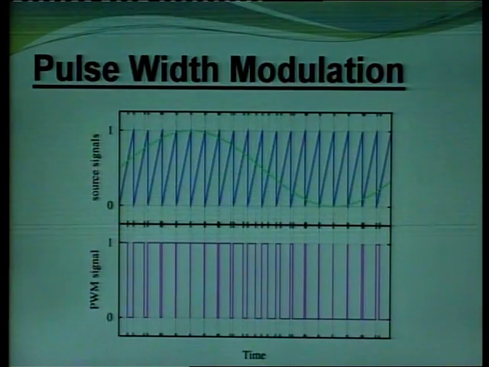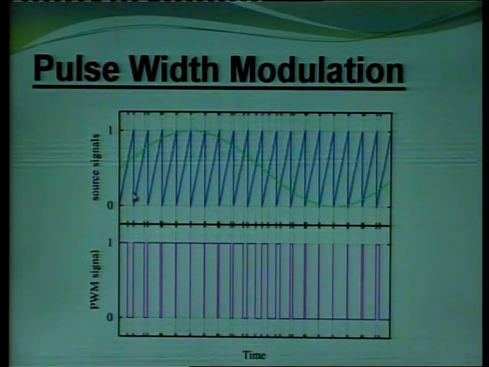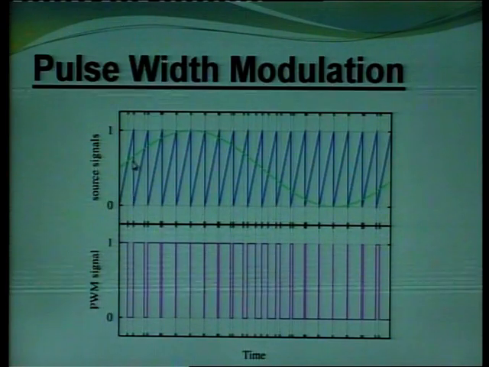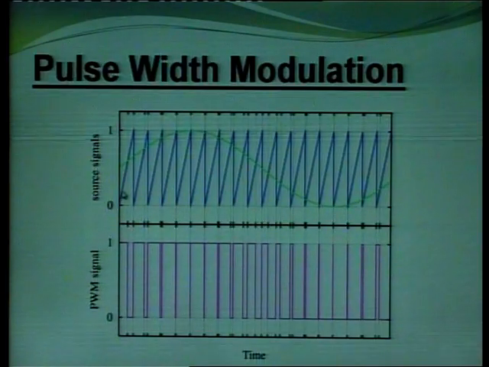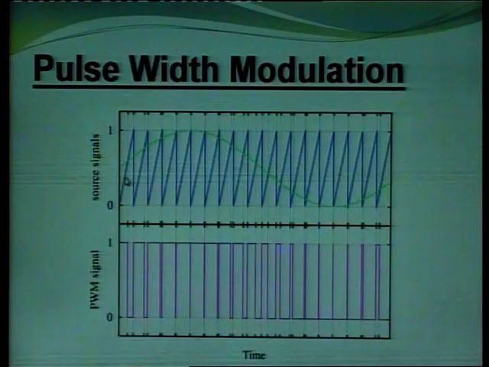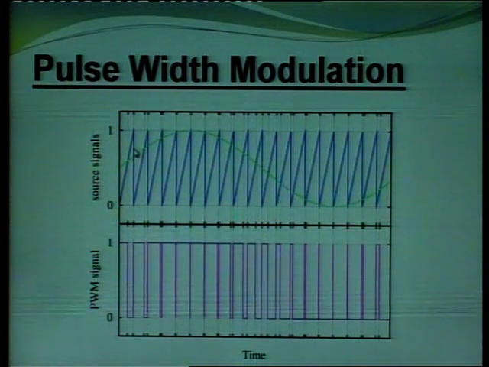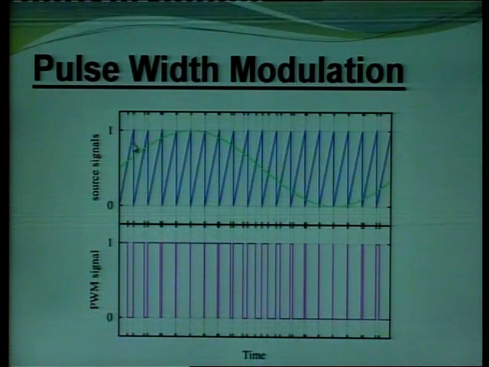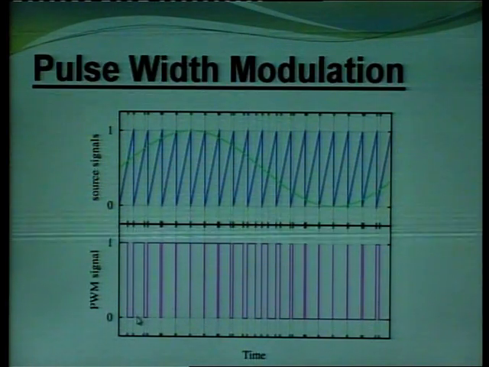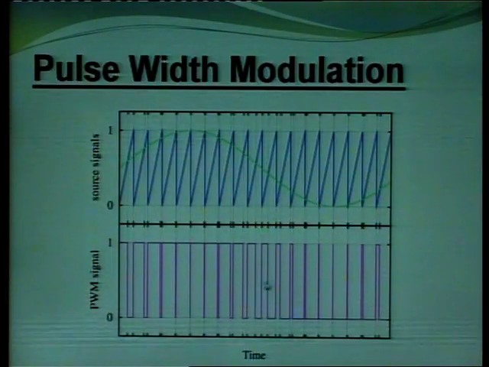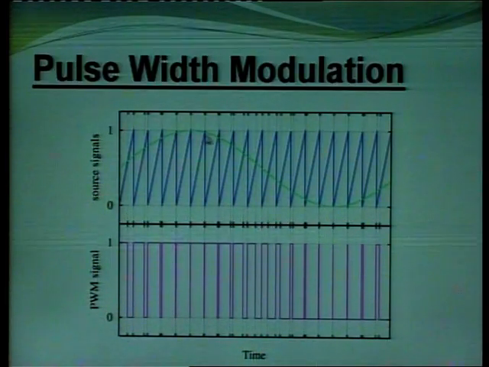So two signals are compared, that is the blue color signal is the carrier signal, whereas the green color signal is the modulating signal. Whenever the modulating signal is higher than this sawtooth signal, we get high. Whenever this sawtooth waveform is greater than this green signal, that is the modulating signal, we get low. So the width of these pulses varies in accordance with the modulating signal.